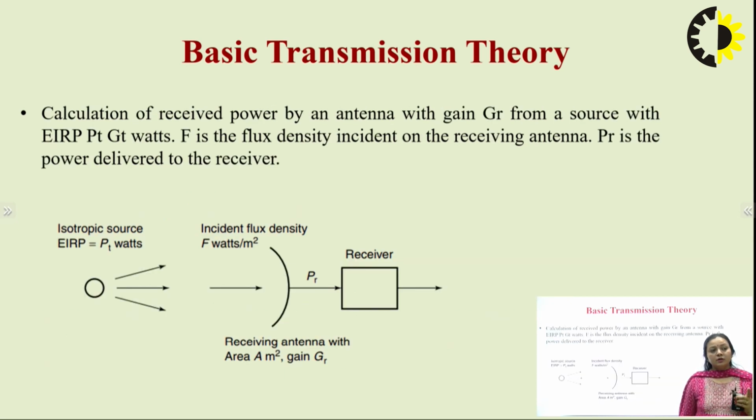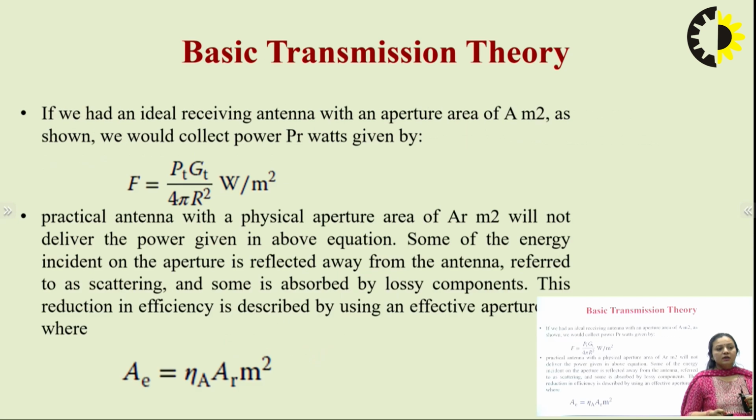Now we'll calculate the received power. We have calculated the flux density. Now my received power depends on the aperture of my antenna, because if you have radiated some power, how much power my antenna will collect depends on its capability. So the received power is the flux density, PTGT by 4 pi r square, multiplied by the area.